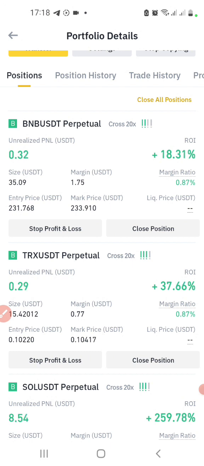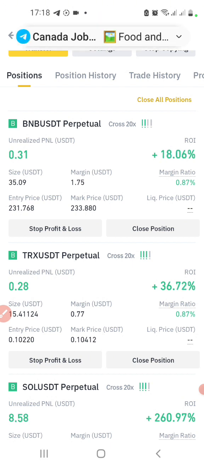I want to take it again. So the difference between these two prices, the entry price and the current price, the amount of percentage is represented here. If you take that percentage multiplied by 20, you get the return on investment. Once you get the return on investment, the return on investment times the margin will give you the unrealized profit. So let's take our calculator and check this.